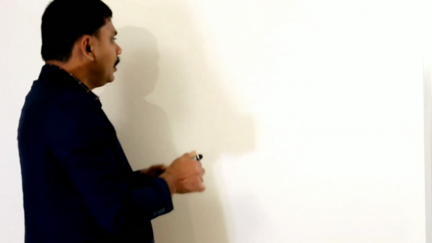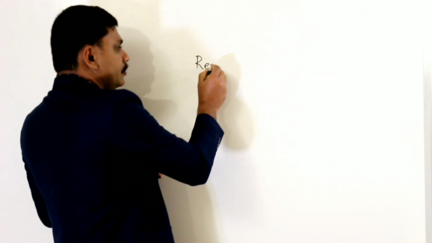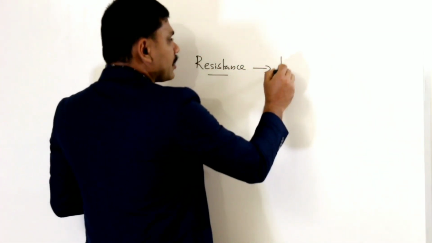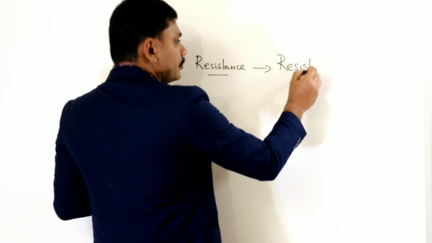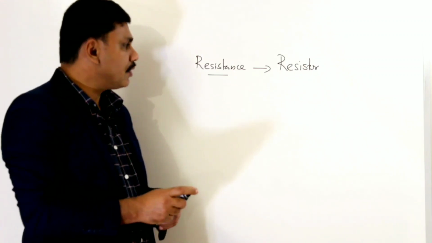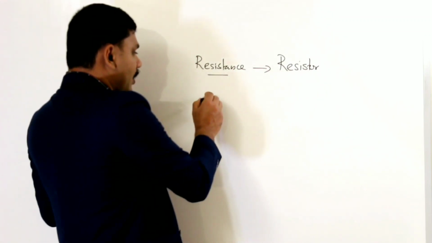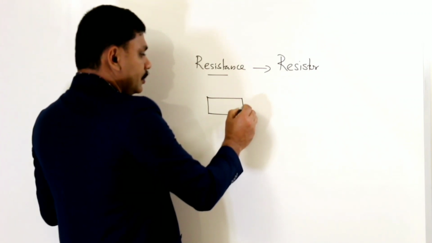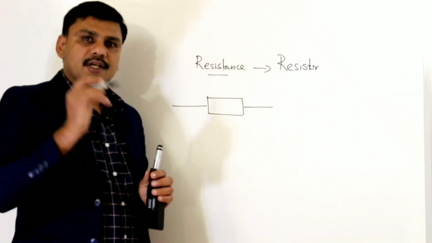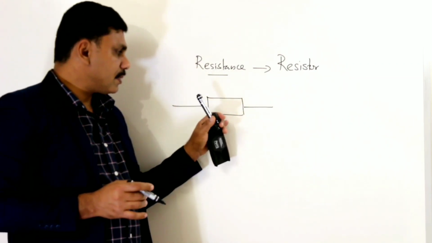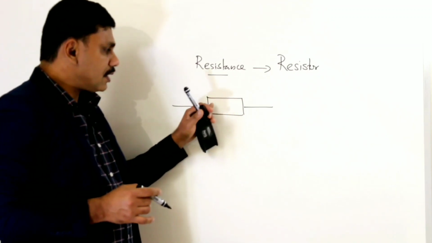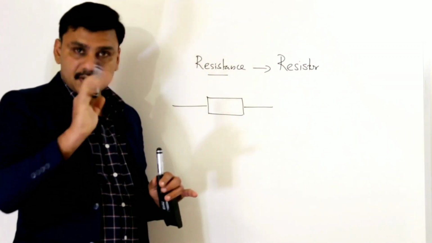Then you learned about resistance. Resistance is given by a resistor. What is the symbol of a resistor? This is the symbol of a resistor. So in the textbook you can see this symbol. So this represents what? A resistor. This resistor is giving a constant value of resistance.